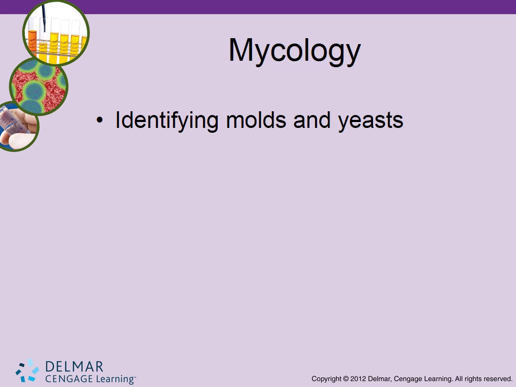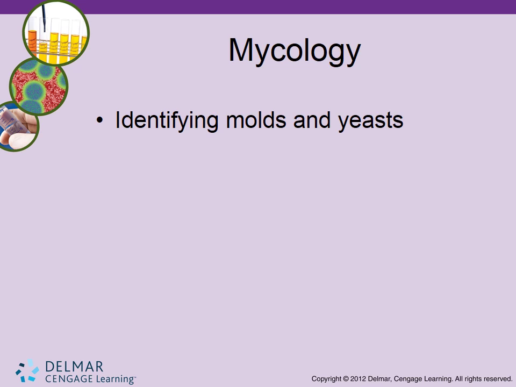So when we identify both molds and yeast, there's a process that's used, and I'm just going to go through this very quickly. You don't have to write it or take any notes, but we do a direct exam and we look for spores, hyphae, mycelial elements, budding yeast, mycotic granules.